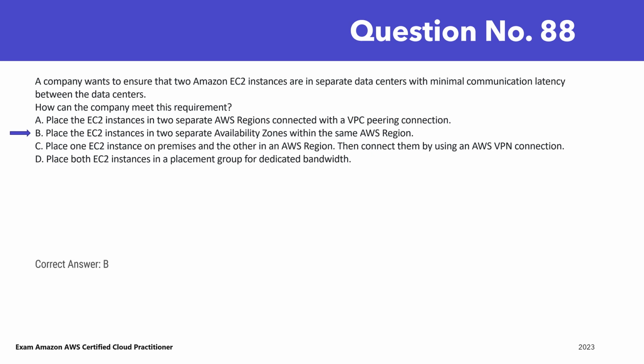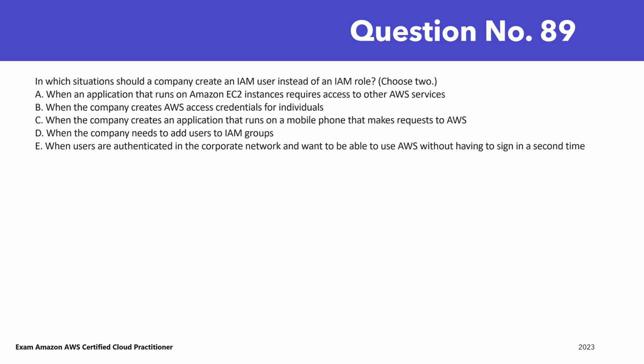In which situations should a company create an IAM user instead of an IAM role? Choose 2. A. When an application that runs on Amazon EC2 instances requires access to other AWS services. B. When the company creates AWS access credentials for individuals. C. When the company creates an application that runs on a mobile phone that makes requests to AWS. D. When the company needs to add users to IAM groups.